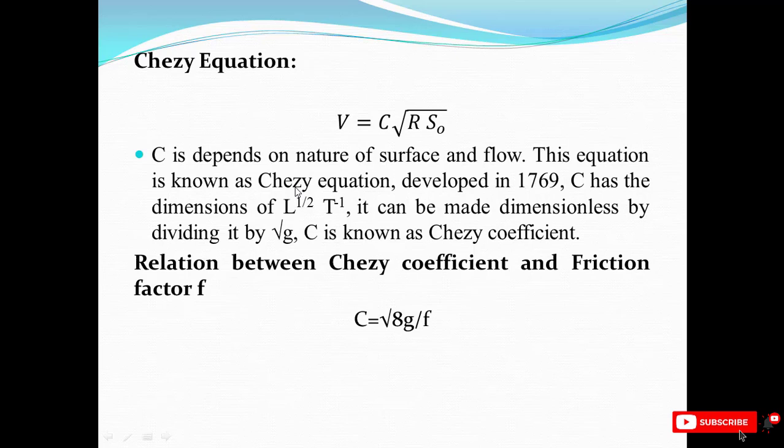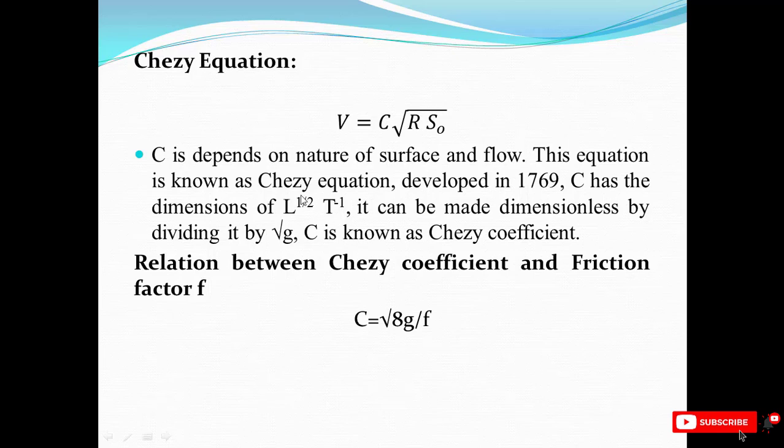Chezy equation. We have some equations to calculate the parameters of flow in an open channel for uniform flow. One of them is the Chezy equation. Velocity in the channel equals C root R S. C is a factor that depends on the surface of flow and the nature of the bed and sides, which is rough or smooth. R is the hydraulic radius, S naught is the bed slope. This equation is known as the Chezy equation.